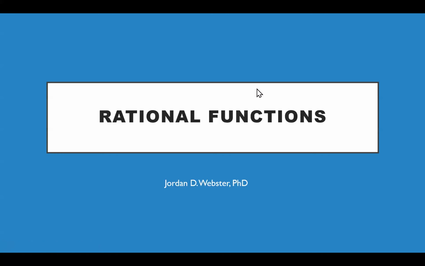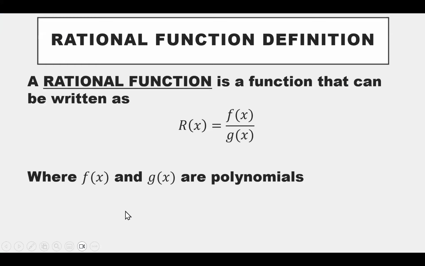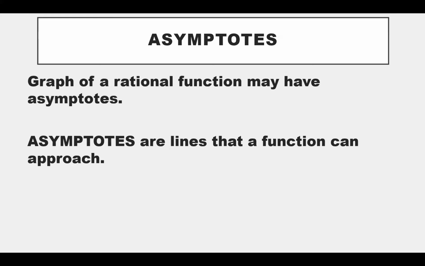In this video, we're going to take a look at rational functions. Now, when we say a rational function, we mean a function that can be written as the quotient of two polynomials. So if f of x and g of x are polynomials, then r of x, which is equal to f divided by g, is a rational function.